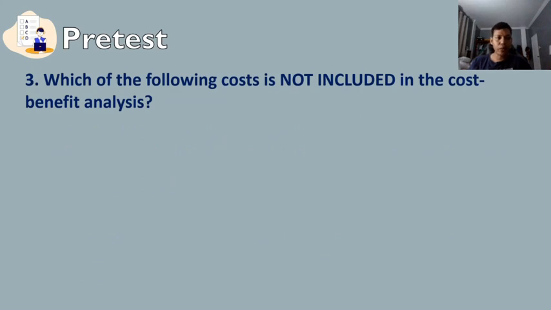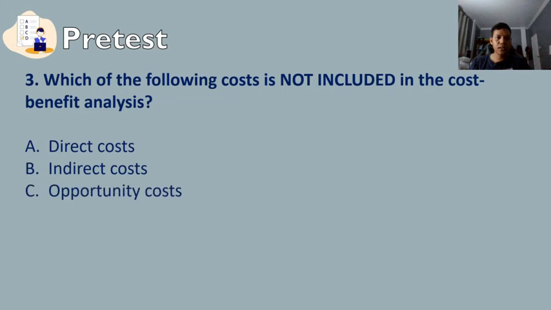Which of the following costs is not included in the cost-benefit analysis? A, direct cost. B, indirect cost. C, opportunity cost. Or letter D, none of the above. So which of the following is not included in the CBA?